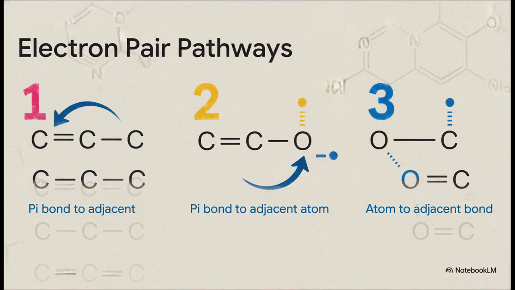Okay, so we know what the arrows mean. Now let's look at the 3 most common moves an electron pair, using our double-headed arrow, is going to make. First, electrons from a double or triple bond, what we call a pi bond, can just shift over to form a new bond right next door. Second, those same electrons from a pi bond can just jump completely onto a nearby atom, which usually gives that atom a negative charge. And third, a lone pair of electrons just sitting on an atom can swing in to form a new bond. Seriously, these 3 pathways cover a massive amount of organic chemistry.